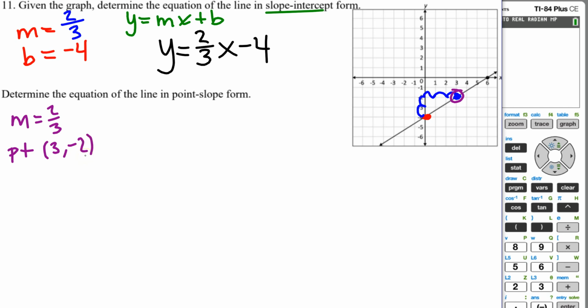So once I have my point and my slope, I am just going to plug it into the point slope formula. So I'm going to do y minus my y coordinate. So y minus a -2 is a +2 equals my slope m multiplied by x minus my x coordinate. Again, for this one, the answers can vary, but I'm just going based off the point (3, -2).